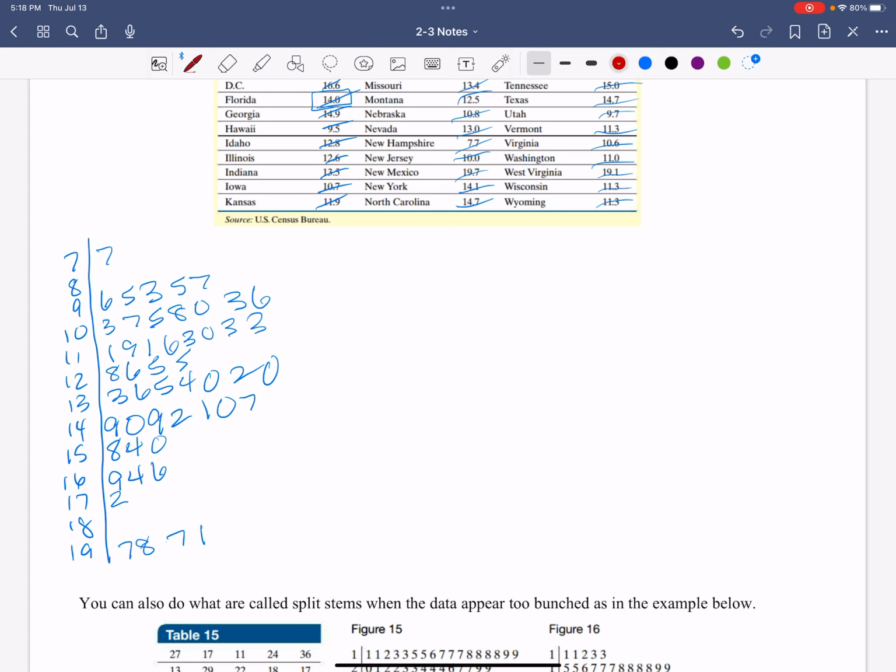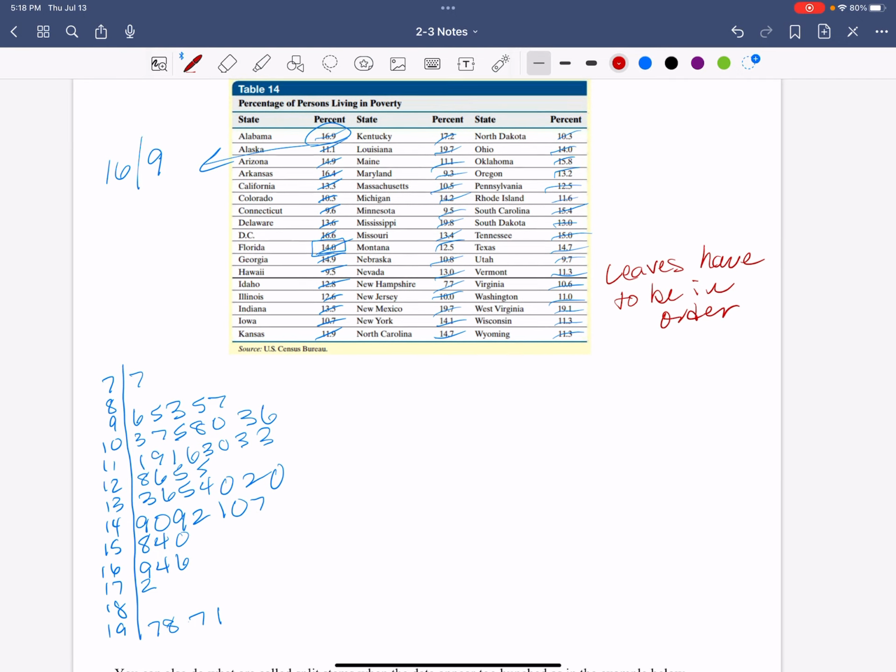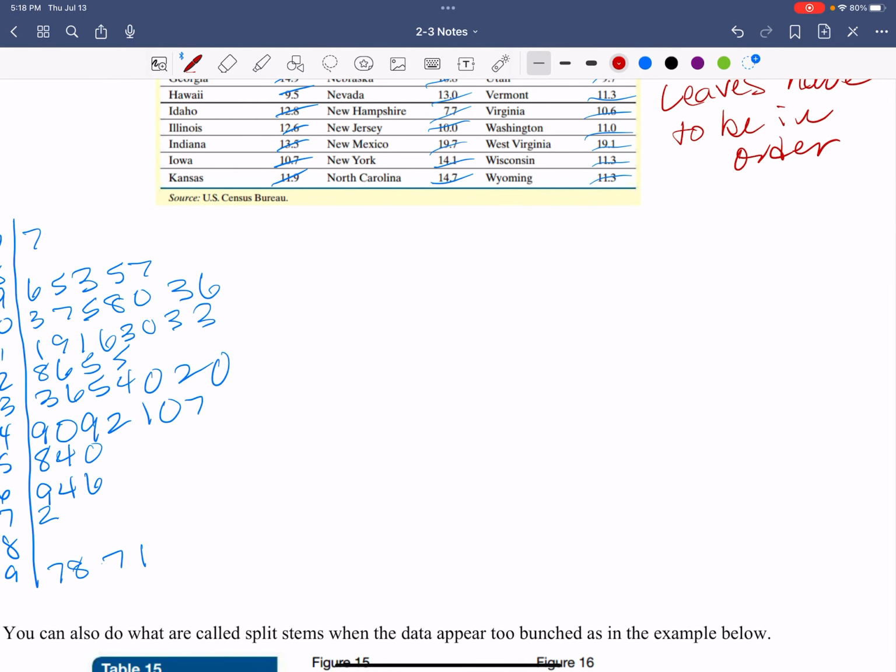Here's the key to stem and leaf. Leaves have to be in order. So if I were trying to throw down this particular stem and leaf plot, you're wrong, right? This is a bad stem and leaf because this is 6, 5, 3, 5, 7. Now, that's not in order. So when you do an actual stem and leaf plot, your leaves have to be in order. All right, and it's good to have a title that goes with this. Percentage of persons living in poverty.